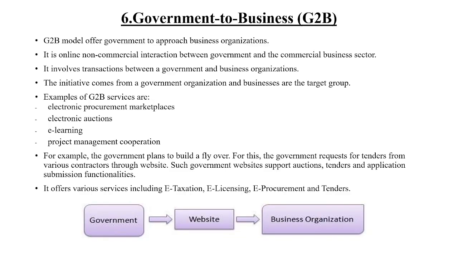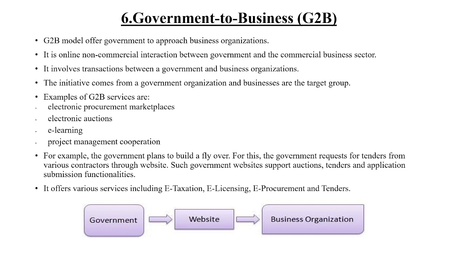Now let us move to the sixth model, that is the government to business model. So this model offers a government approach to a business organization. It is an online non-commercial interaction between the government and the commercial business sector. See here in this picture we have presented that the government and business organizations are connected to each other by using this website. So it involves the transactions between the government and business organization.